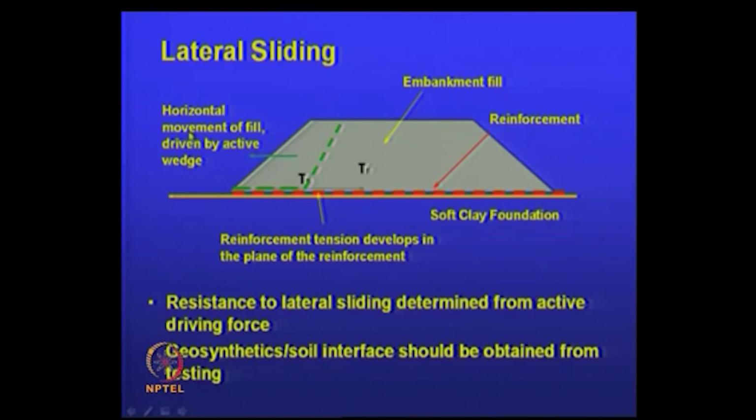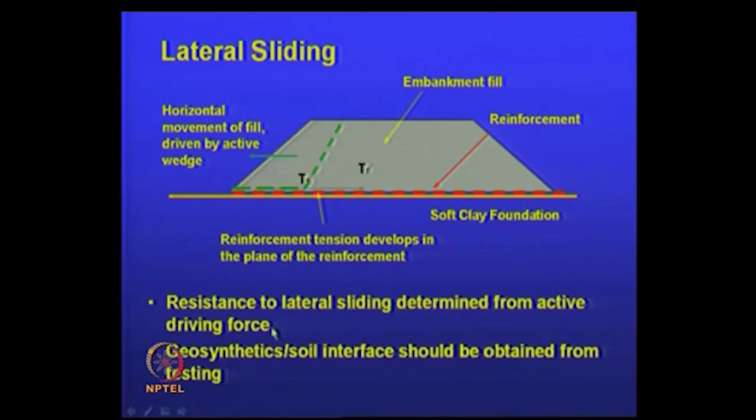So, this is called the horizontal movement of the fill driven by the active wedge. This is a wedge which is trying to push out of this embankment. So, what we do is that we have a reinforcement force that acts in the opposite direction, which will prevent this wedge from moving out. So, reinforcement tension develops in the plane of the reinforcement; in the same section, we will see that.